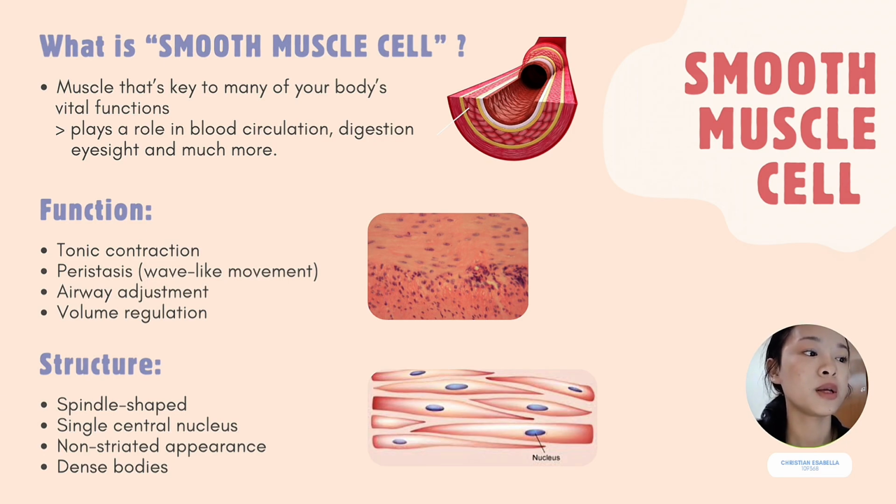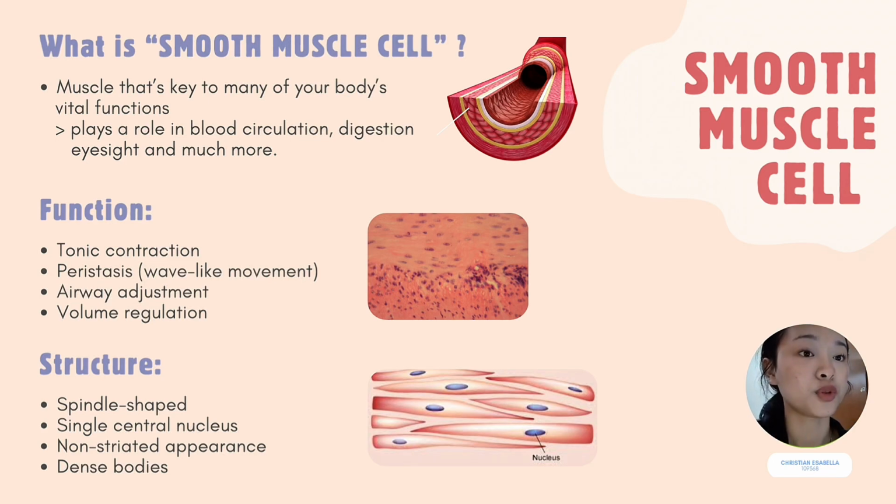Second, smooth muscle cells enable peristalsis, which is the wave-like movement that pushes food through the digestive tract. The third is airway adjustment, by controlling the diameter of air passages in the lungs, which allows more or less air to flow as we need it. And lastly is volume regulation, such as controlling the size of blood vessels and hollow organs like the bladder and uterus.